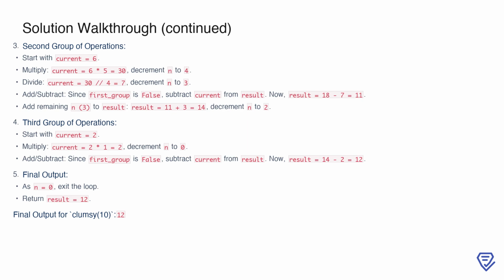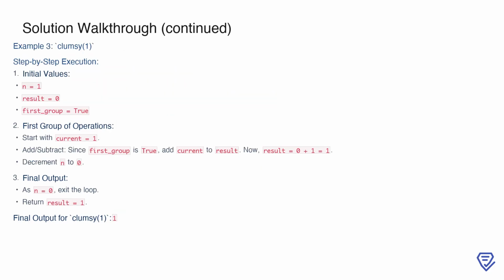Here, we start with current equal to 2. Multiplying by 1 gives 2, and since the first_group flag is still false, we subtract this current value from the result, leaving us with 12. With n now equal to 0, we exit the loop. The final output for clumsy 10 is 12.